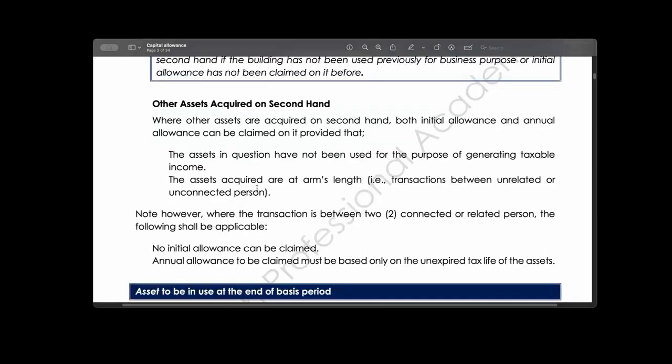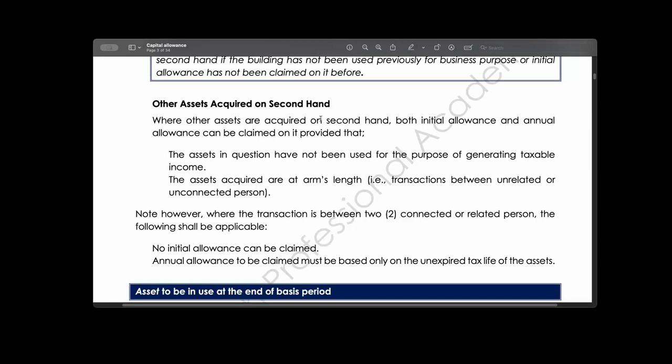Now, how do you treat other assets? For other assets, where they are acquired on a secondhand basis, both initial allowance and annual allowance can be claimed on them, provided that the assets in question have not been used for the purpose of generating taxable income, and the assets are acquired at arm's length transaction, that is, a transaction between unrelated parties.